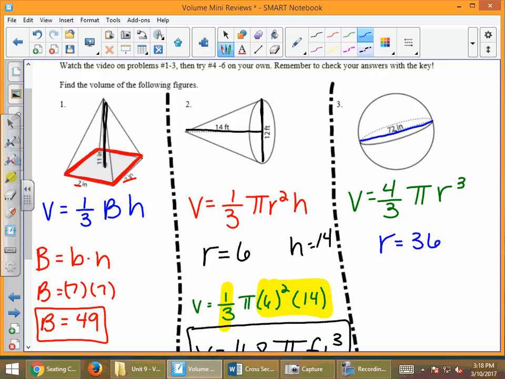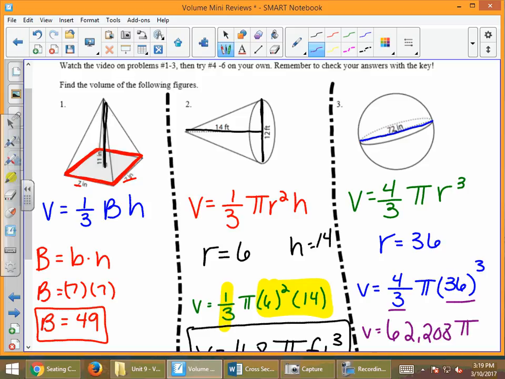Okay. Once you find that value, just go ahead, plug it in. You might get a fairly big number on this one, and that's okay. Sometimes they're bigger numbers. Again, plug everything in but pi. You're going to plug in 4/3 times 36 cubed in your calculator. It's a really big number, and that's okay. You get 62,208. Don't forget to tack on the pi and label inches cubed.